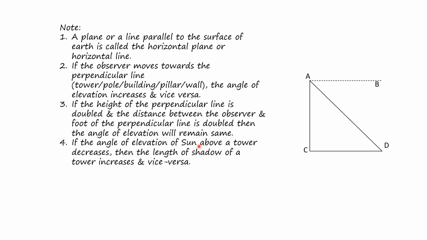If the angle of elevation of the sun above a tower decreases, then the length of the shadow of the tower increases, and vice versa. That means if the angle of elevation of the sun decreases, that means the value of D decreases, the shadow will increase. And at the same time, if the sun comes to this side of A, the length of the shadow will decrease, which means the angle of elevation will increase.